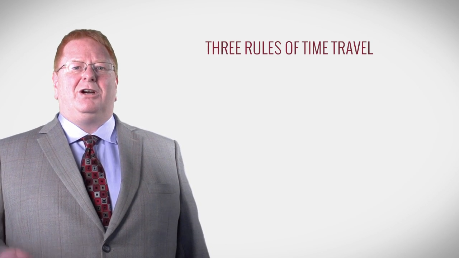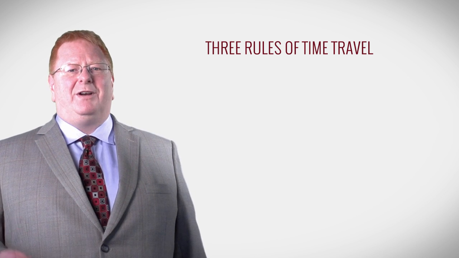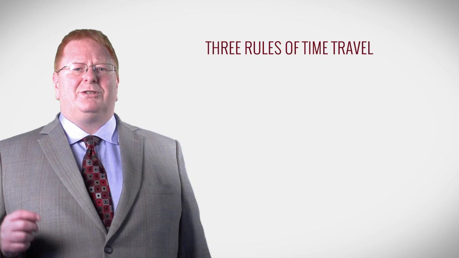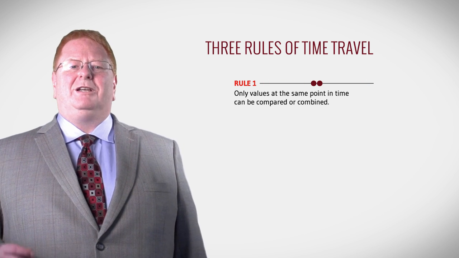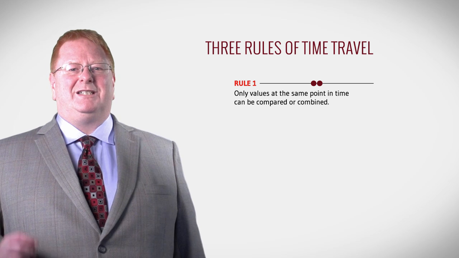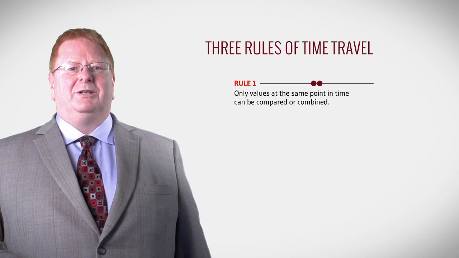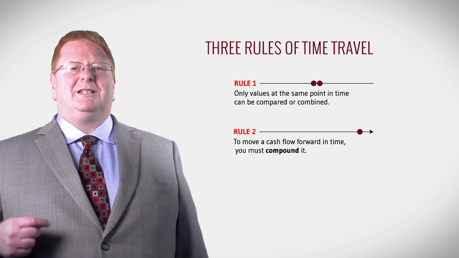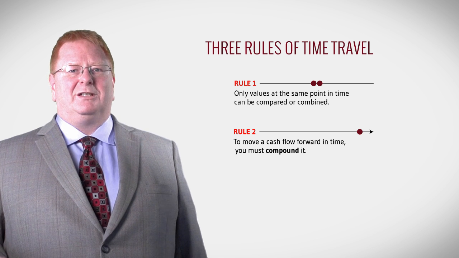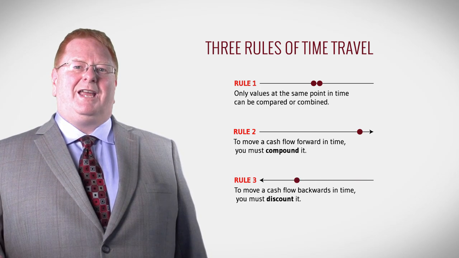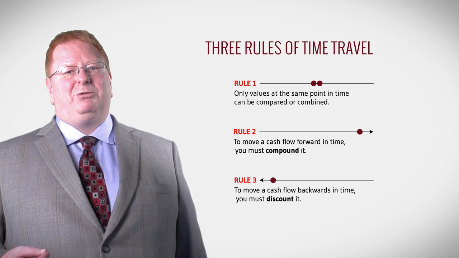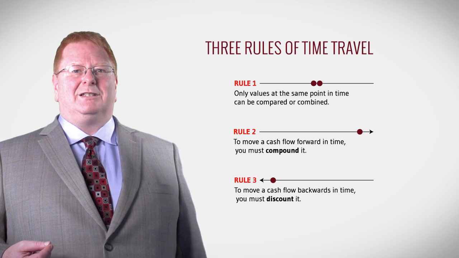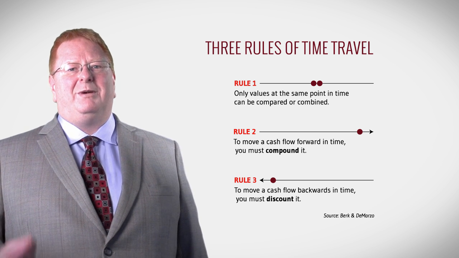So let's go back to some principles that will help us understand how to move the values of these cash flows around. These are called the 3 rules of time travel, and they were developed by Berk and DeMarzo. The 3 rules are as follows. Rule number 1, we can only compare 2 values at the same point in time. Otherwise, we're comparing an apple and an orange. Rule number 2, in order to move a cash flow into the future, we must compound it based on the number of periods. Rule number 3, in order to take a cash flow we receive in the future and bring it back to the present, or today, we must discount it. Those are the 3 rules that we're about to apply.